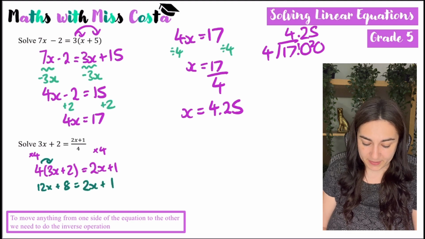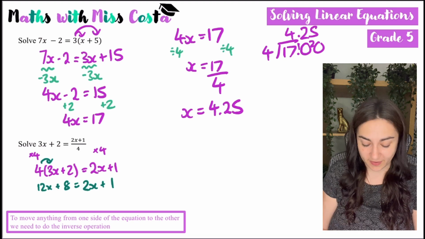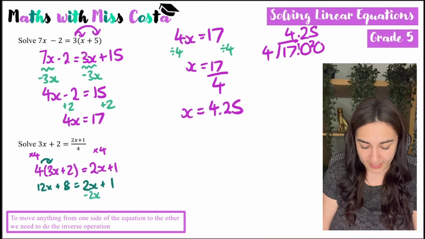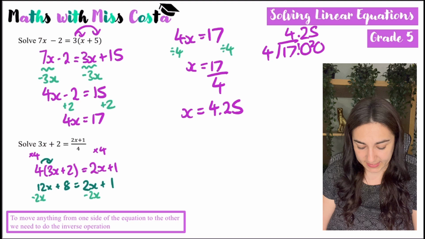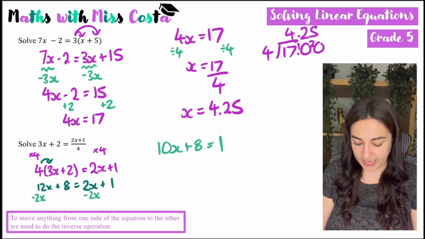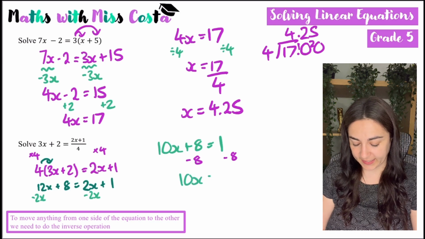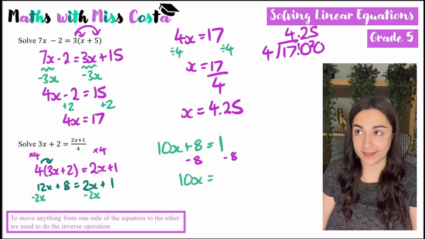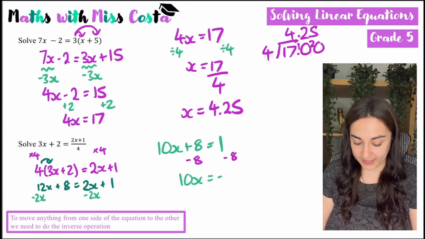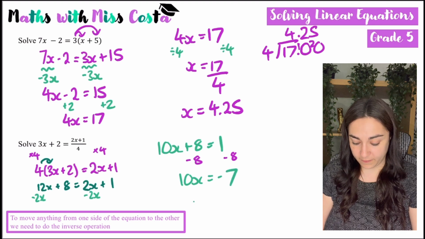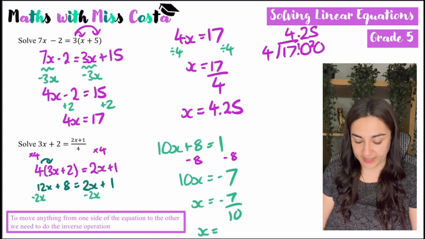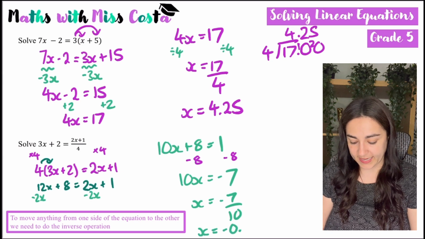And then I just manipulate the terms. So I've got x on both sides, so I want to subtract the smaller x. So I'd be left with 10x plus 8 must be equal to 1. Then I can take 8 from both sides. So 10x is equal to 1 take away 8, which is negative 7. And therefore x must be minus 7 over 10, which you could leave as a fraction or a decimal.